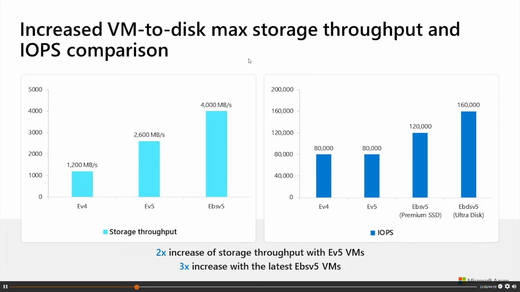We've also increased the max IOPS limit on the VM side to 120K on Ebsv5 when used with premium SSDs. With Ultra Disk and the Ebsv5 series, you can get a maximum of 160,000 IOPS.